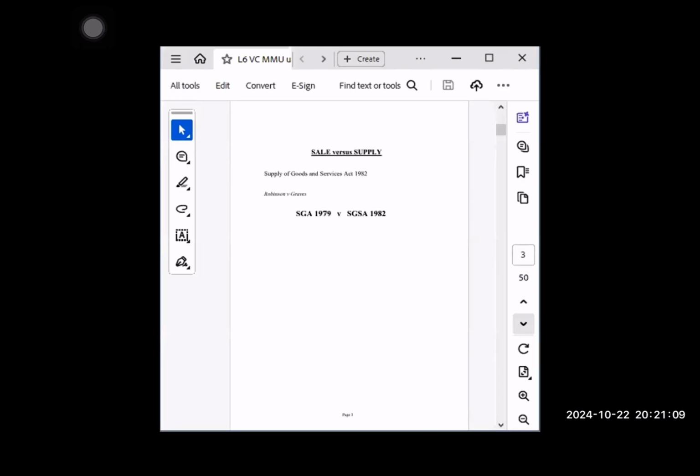It's a B2B contract. If it is a B2B contract, then if it is a sale of goods contract, you look at the Sale of Goods Act 1979. If it is a supply of goods contract and it involves a service, we look at the Supply of Goods and Services Act 1982. How do we decide whether the contract falls under the Sale of Goods Act or the Supply of Goods and Services Act?